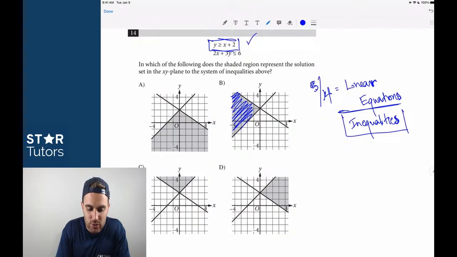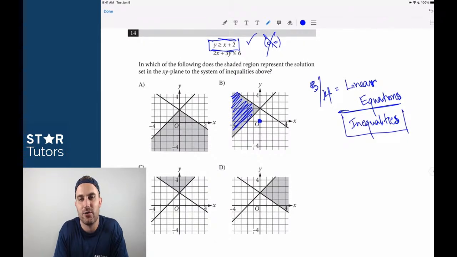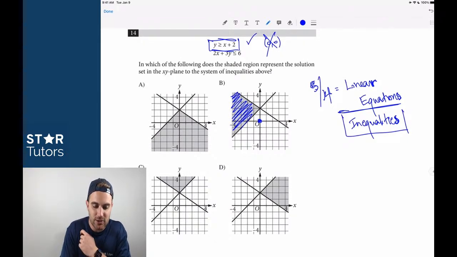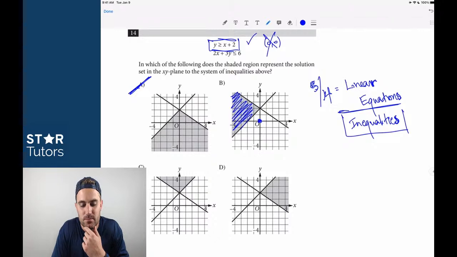So all you have to do, let's start with 0, 0. If I plug in 0, 0, does that work for the question? 0 is greater than x plus 2. 0 is greater than 0 plus 2. Does everybody see how if I plug in 0, 0 to this point, it does not work? 0 is not greater than 2. So anything that includes 0 can be eliminated.